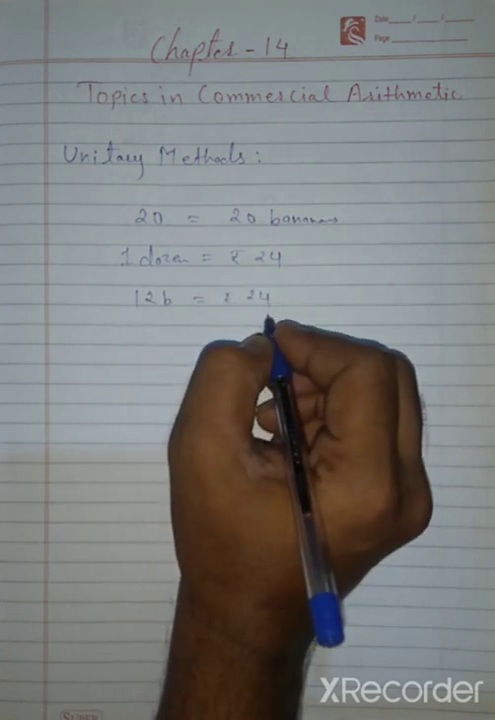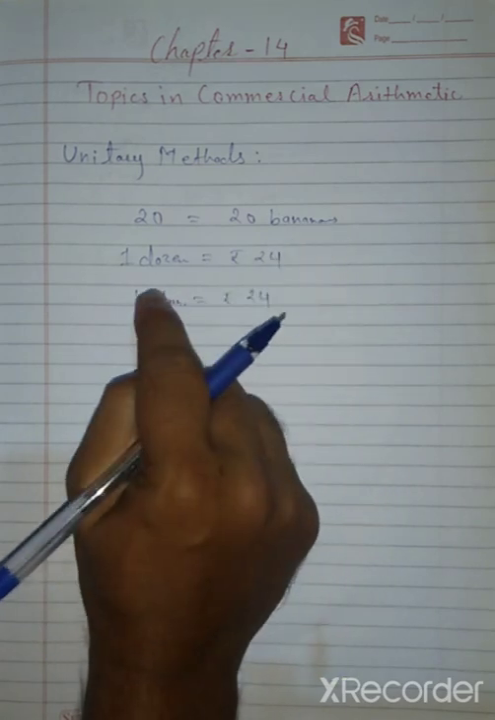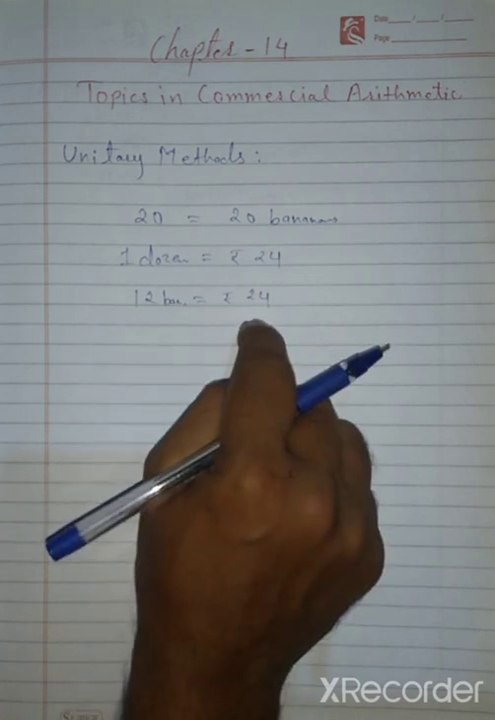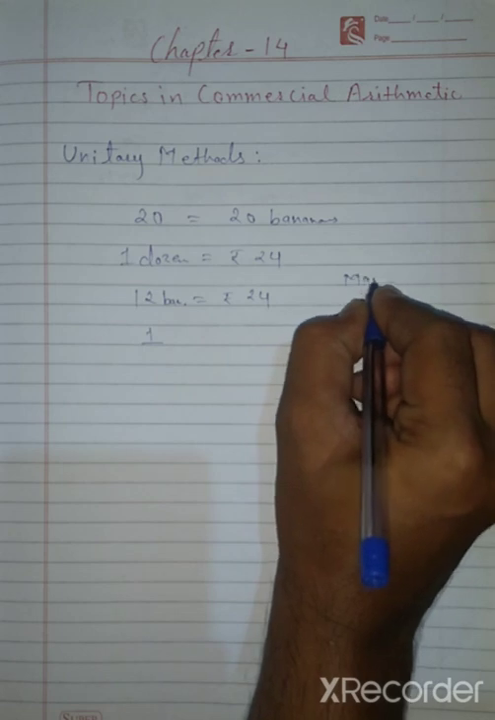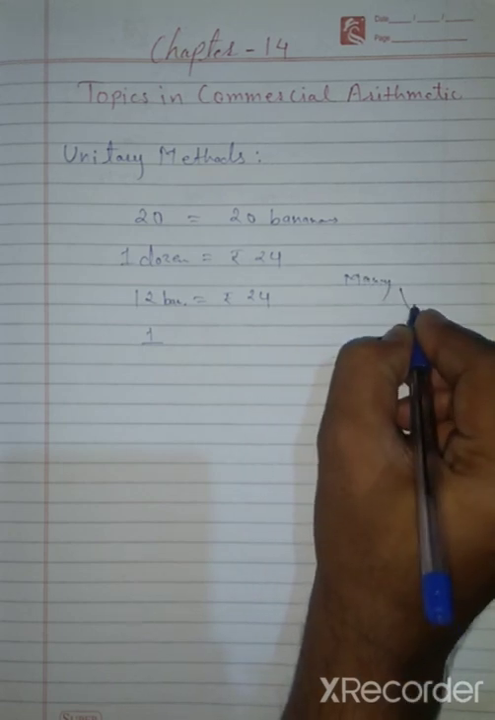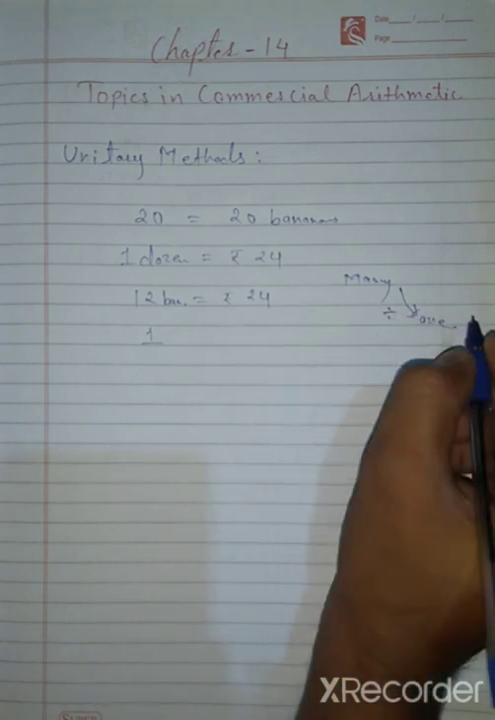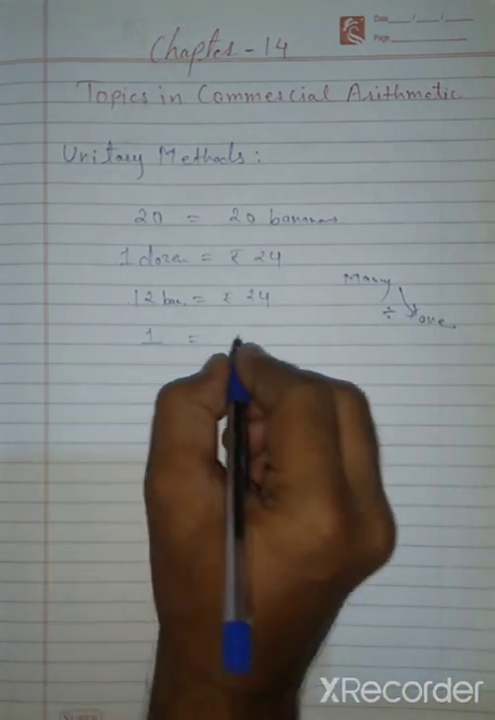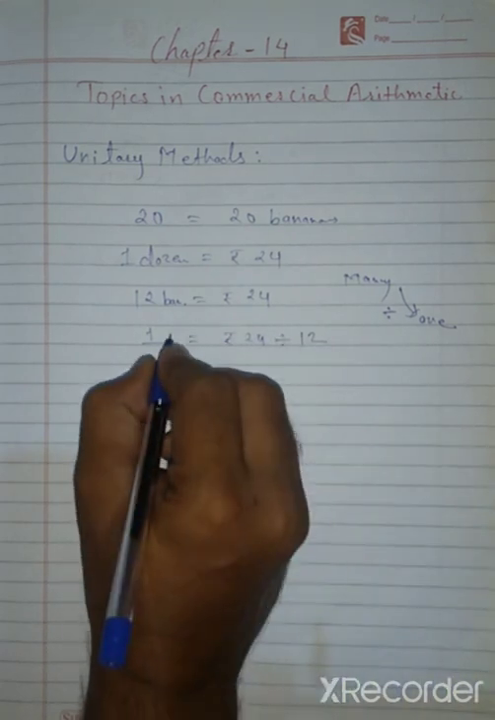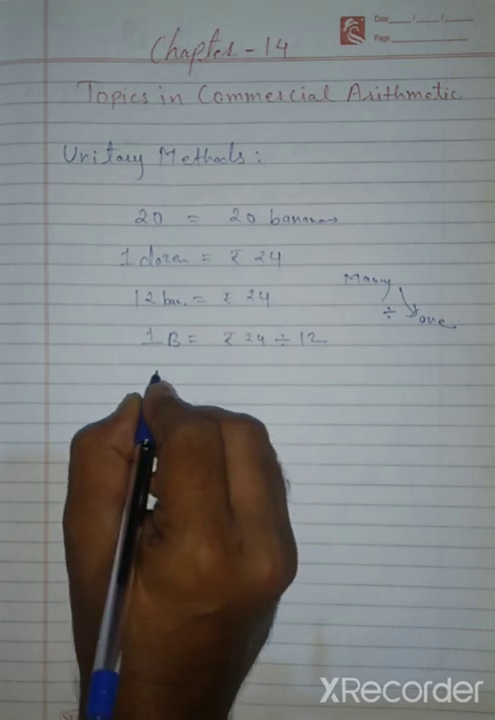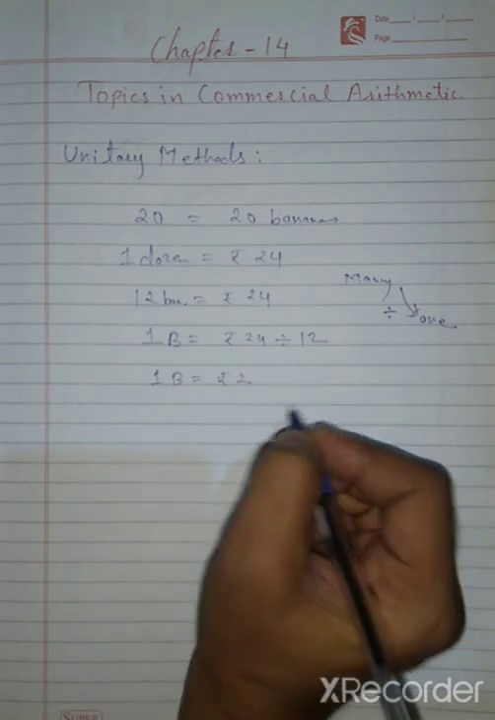First of all we will find the cost of one banana with the help of this 12 and 24. Here we are finding many to 1 by dividing. So one banana costs rupees 24 divided by 12. So the cost of one banana is rupees 2.